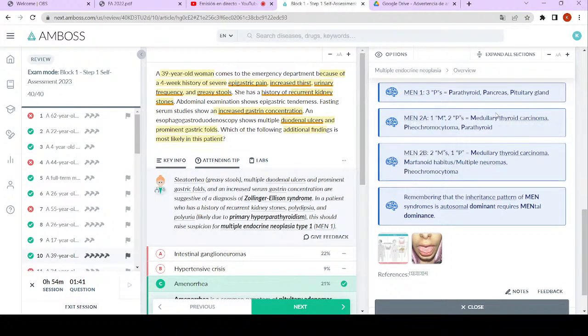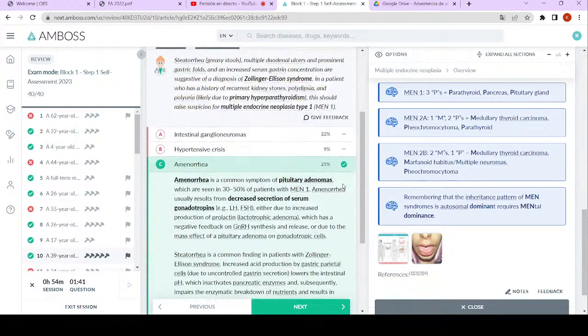Yeah, well, they have these mnemonics. For me, the only one that I remember for sure is the three P's. To be fair, then the other ones I know that they have both thyroid and parathyroids, and well, actually the medullary.